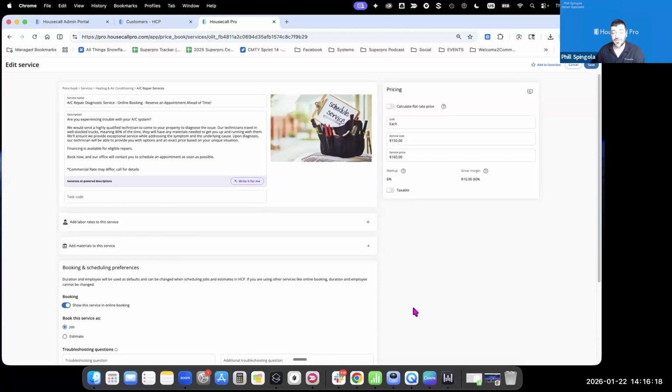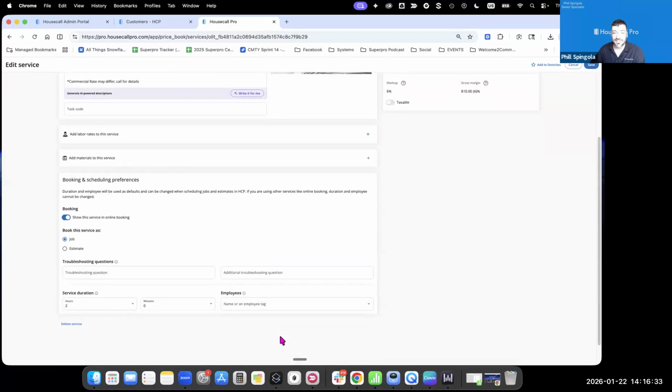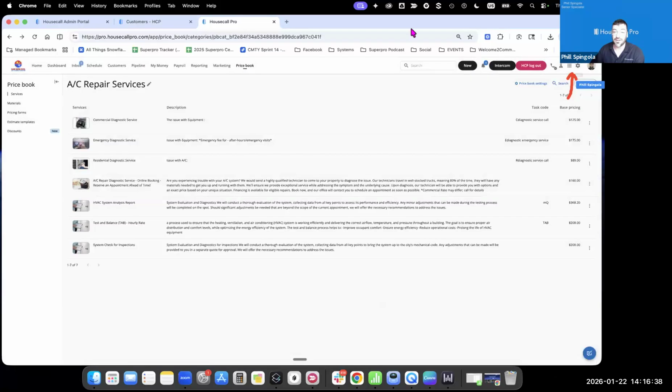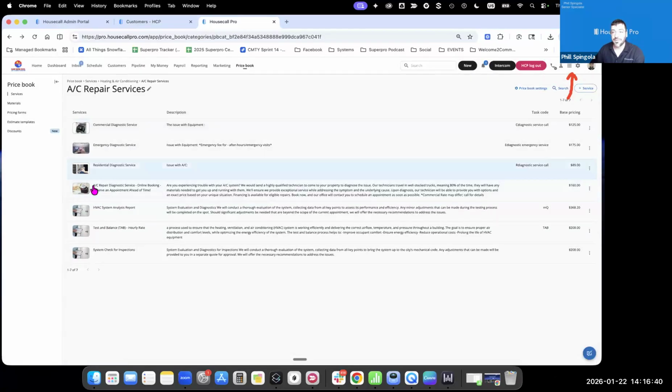So yeah, what that does turn on is that now you have the ability to add labor rates and add materials to each of your services. That way, as we've been discussing, is how you can set up your flat rate services. So actually, let's cancel out of here because we're going to show where you put in your labor rates. It's going to be here in your price book settings up here at the top.